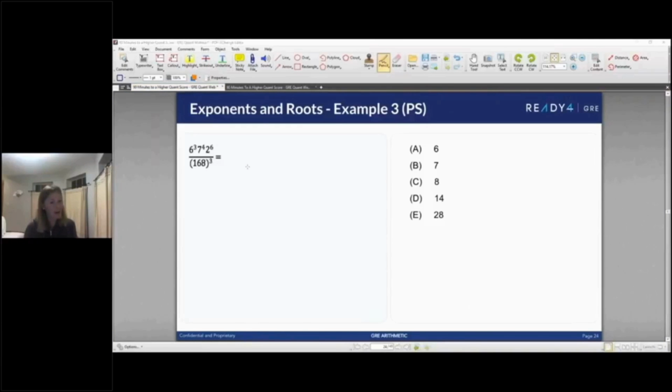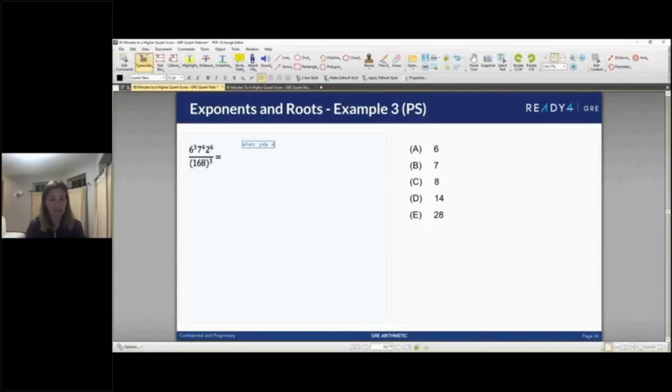This problem does not involve the same bases. I love this problem. It's one of my favorites in the whole course. When you don't have the same bases, here we have a 6, a 7, and a 2. It's not all 2s. And we got a 168, and we're like, what is going on? Whenever you see a problem like this, where you have lots of different bases, they always want you to do the same thing. This is what the GRE folks want.